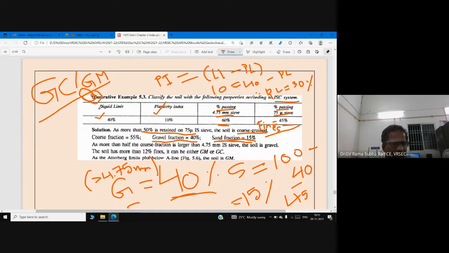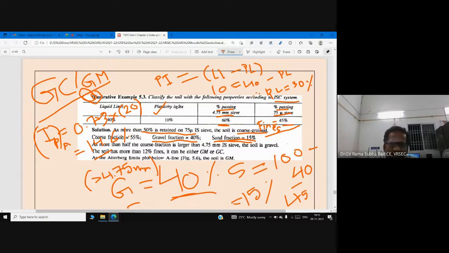For that, don't worry, we have an equation given by Casagrande. That is IP of A line is equal to 0.73 times LL minus 20. The liquid limit is 40, so 40 minus 20 is 20. So I am getting 0.73 into 20, which is 14.6%. So this is IP of A line. Don't forget to write A line.